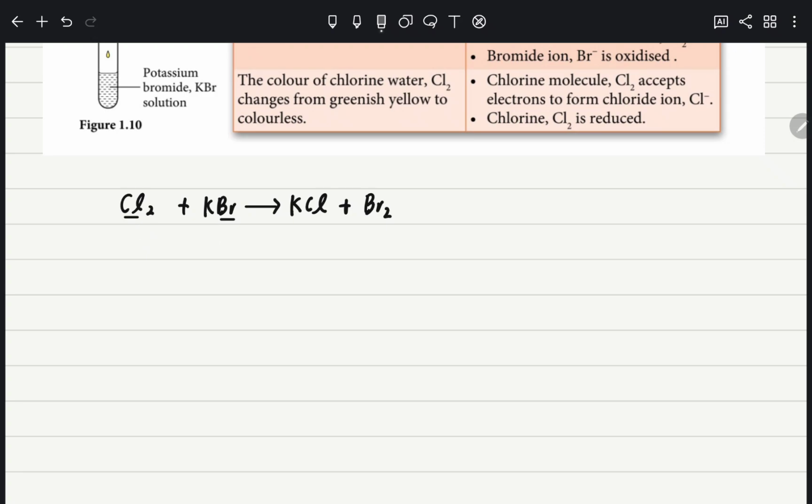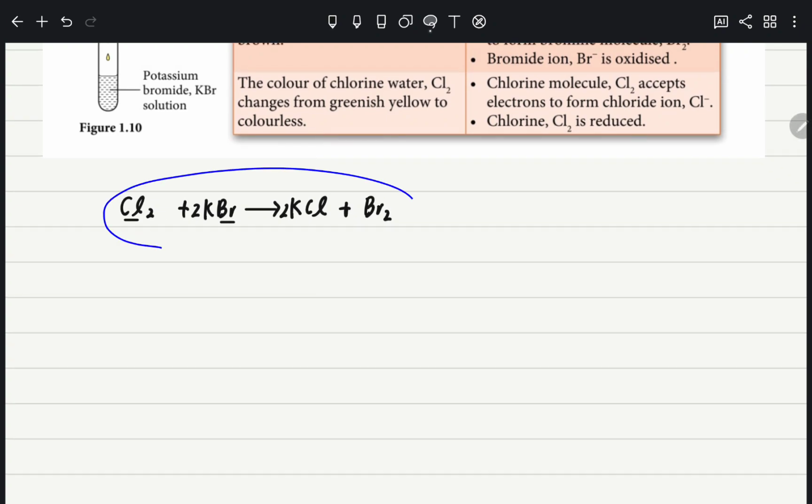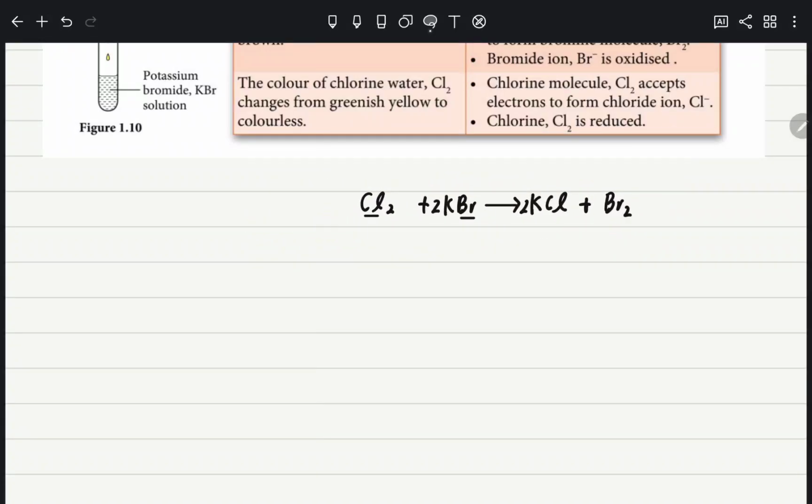Then how about the balanced equation? You have to balance it, put 2 here and 2 here. Done, you are done balancing your chemical equation. If people ask you for your balanced chemical equation, this is it. In the first place, to answer a displacement question, you must write the chemical equation. After that, you must do the half equations and so on.